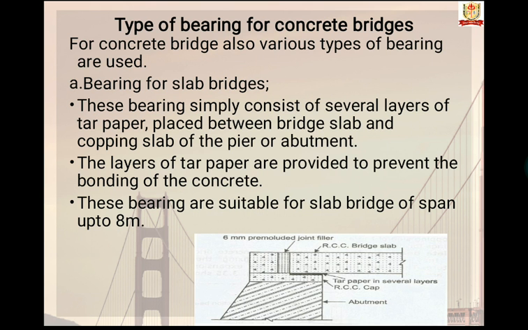The next type is bearing for concrete bridge. For concrete bridges, various types of bearing are also used. Bearing for slab bridge: this bearing simply consists of several layers of tar paper placed between the bridge slab and the coping slab of the piers or abutment. The layers of tar paper are provided to prevent the bonding of the concrete. These bearings are suitable for slab bridges of span up to 8 meters.